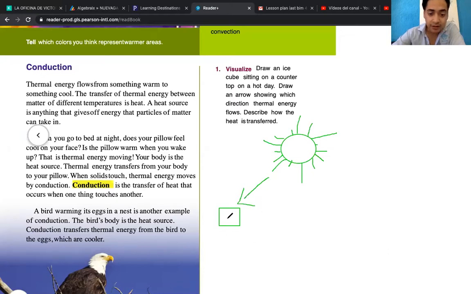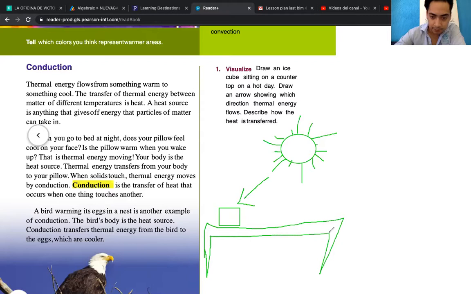And what's going to happen to the cube? Well, obviously, the cube is going to melt because the cube is water. But where is the water going to go? It's on top of a table. Imagine here is a table, okay? Where do you think the water is going to go? To the front, to the back?